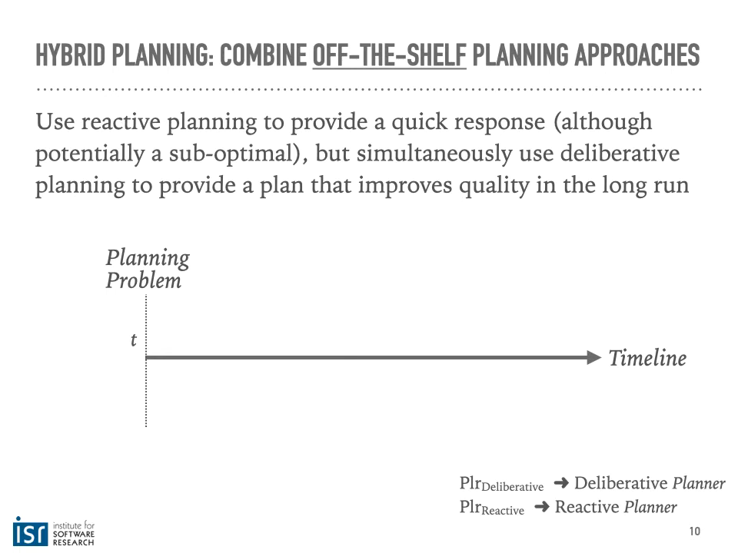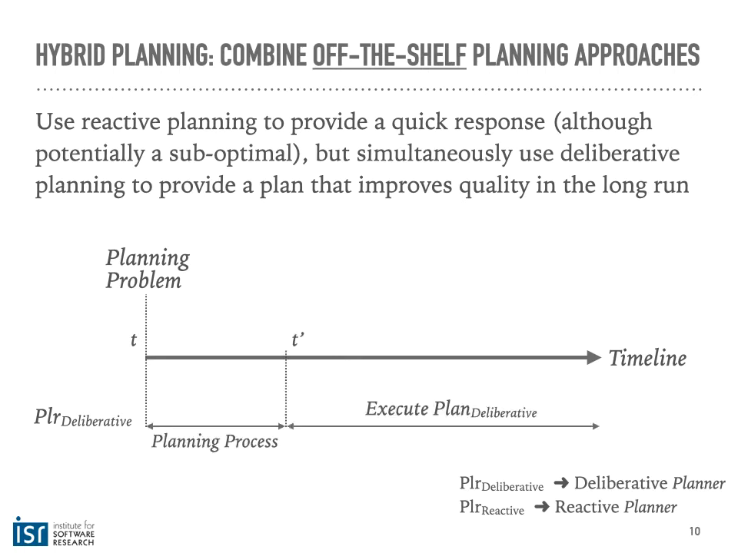To further explain hybrid planning with a simple example, suppose at time t, a system faces a planning problem. A planning problem, broadly speaking, captures the state of the system and the environment, state action transitions, and the desired state of the system. Suppose the system has a deliberative planner and a reactive planner. Deliberative planner provides high quality plan. Therefore, on observing the planning problem, the system invokes the deliberative planner at time t, which determines a quality plan at time t prime. This quality plan is then executed from t prime onwards.